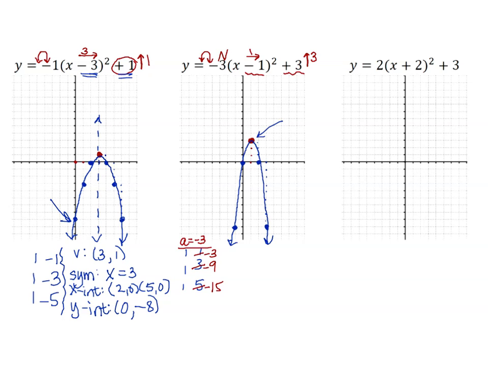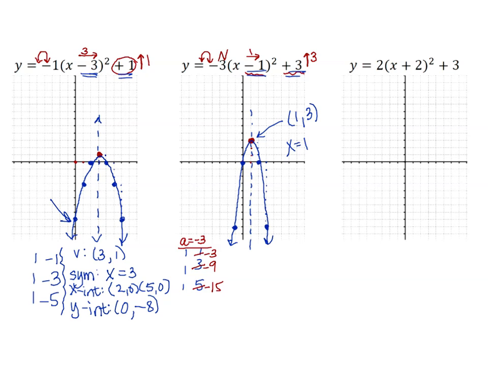The coordinates for my vertex here are (1, 3). And we could have seen that just by looking at the equation as well. And my axis of symmetry that goes down through that vertex would be x = 1. Then I could also go through and list my x and y intercepts if I needed to. All right, next one. Let's decode first.